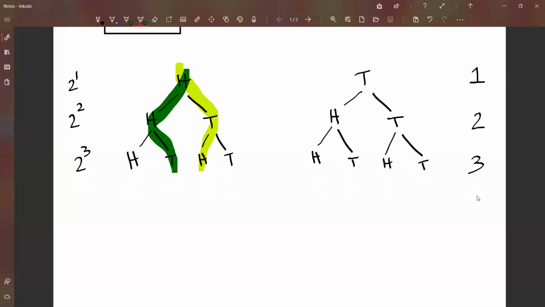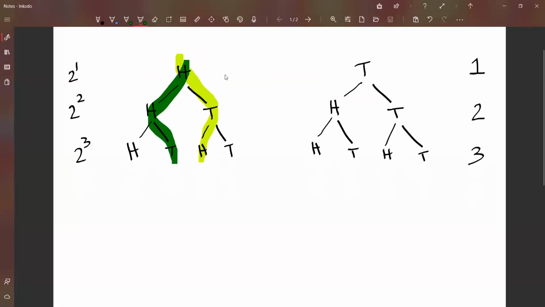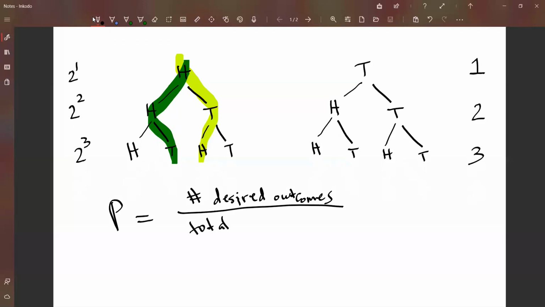So hopefully it's intuitive that the probability of this yellow desired outcome, which I'll abbreviate with capital P, would be the number of desired outcomes divided by, or compared to, the total number of outcomes. In this case, because of the way I'm posing the question, the desired outcome is heads, tails, heads, and there's only one such desired outcome. So you take that number 1 and you divide it by the total number of outcomes.